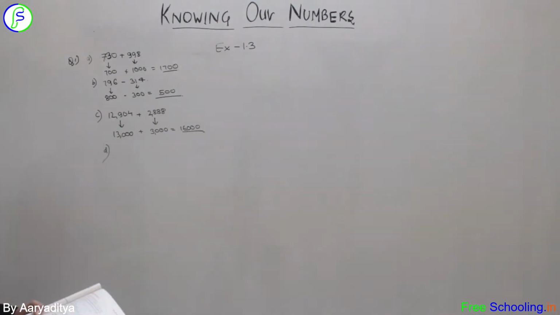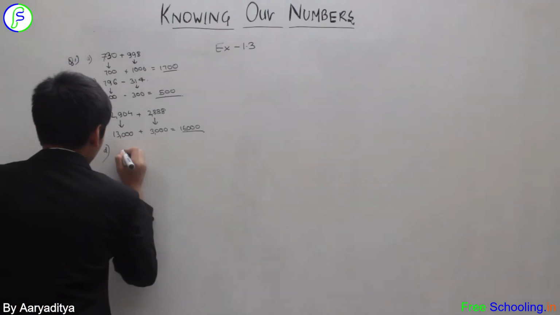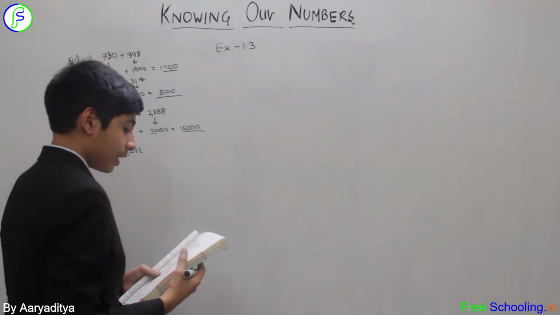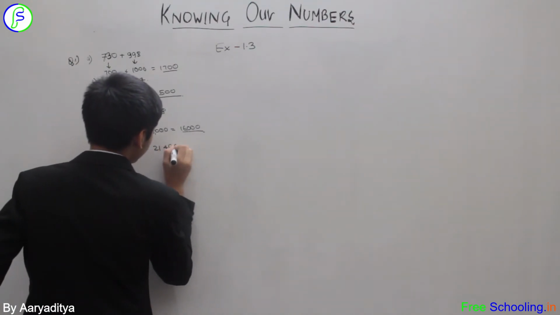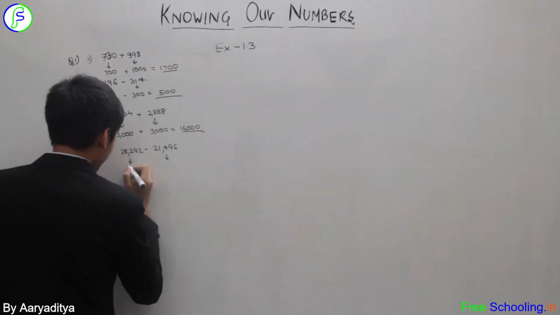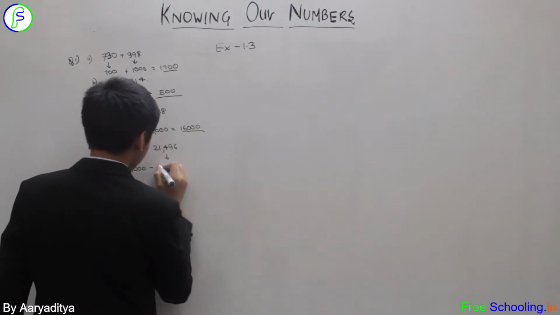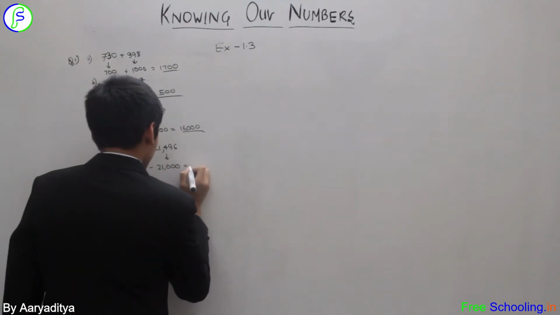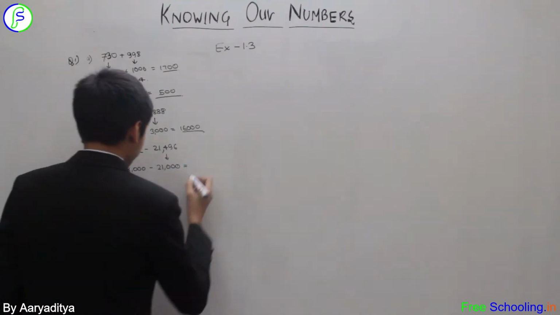Moving on to the D part. What does D part say? It says 28,292 subtracted by 21,496. Okay, so estimating them again to the nearest thousand, what do we get? It becomes 28,000, as you can see. I've taught you earlier. And then from here we can say this one becomes 21,000. As a result, what do we get? We get 28 minus 21. What do we get? 7,000.